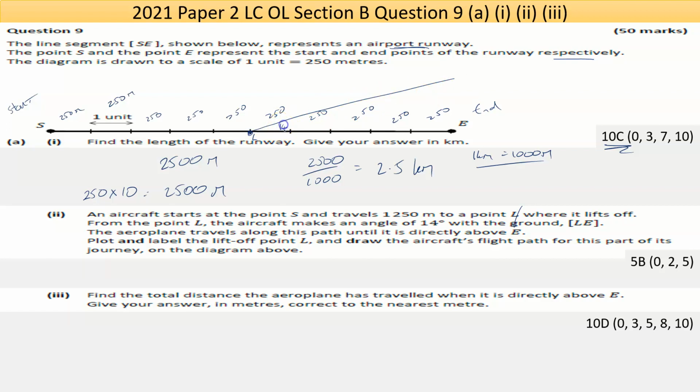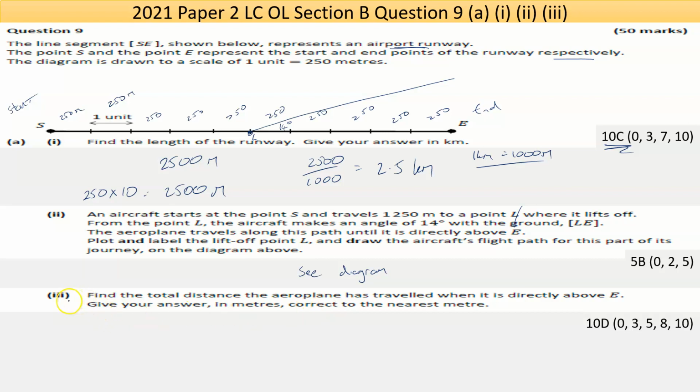That's representing 14 degrees. Whenever I see something like this in degrees, I always ask, is there a triangle being formed? But that's just me trying to problem solve. Plot and label the liftoff point L, so I've done that, and draw the aircraft's flight path for this part of its journey on the diagram above. So we've done that. It might be just obvious there. I'll put in there, see diagram.